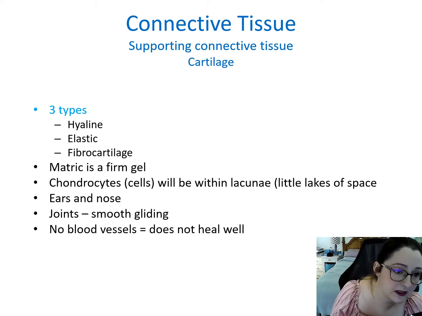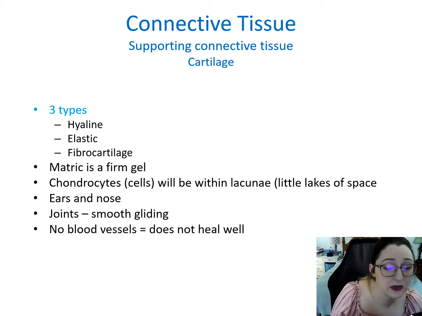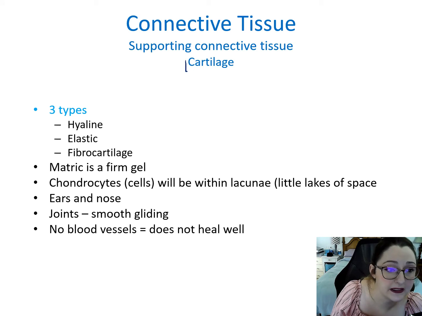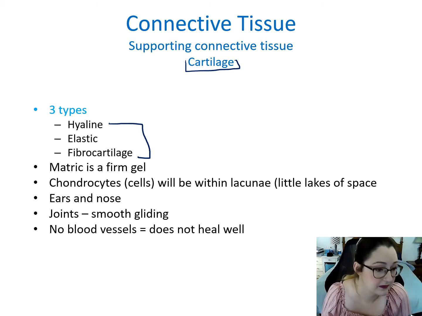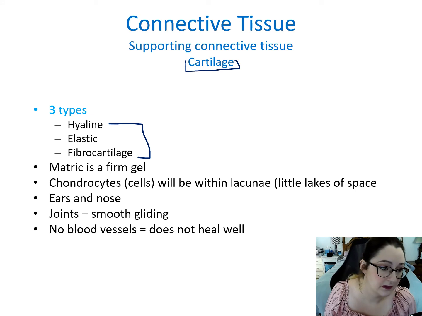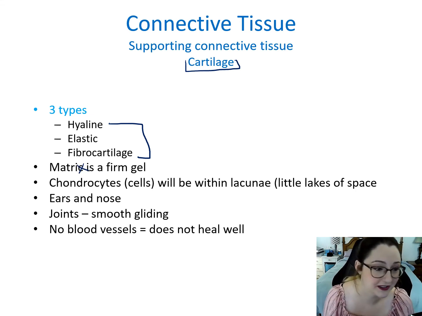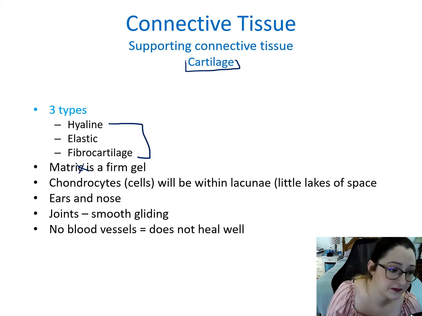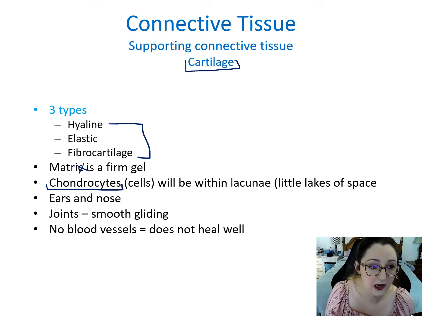So here we are talking about a supporting connective tissue, and that is going to be cartilage. I told you there would be three types. These are them. We are going to talk about them next. So the matrix, sorry, I should say matrix, is a firm gel. They are going to contain something called chondrocytes. So this term here is just going to be cartilage cells.